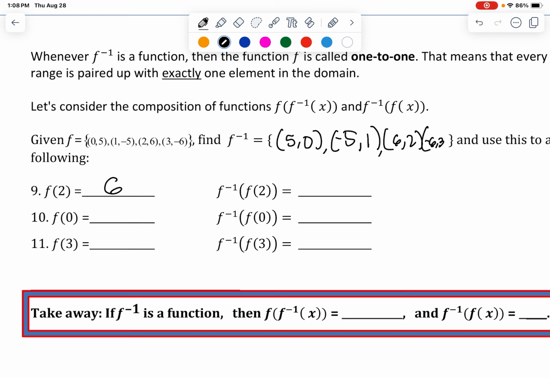So now it says find f inverse of f of 2. So remember, f of 2 we just got is 6. So find f inverse of 6. What that means is go to the function f inverse, and it's saying when x is 6, what is y? So here's 6, that's 2. See that? All right, so f of 0 is 5. F inverse of 5 is 0. F of 3 is -6. F inverse of -6 is 3, right? So their x and y values are switched, that's true.